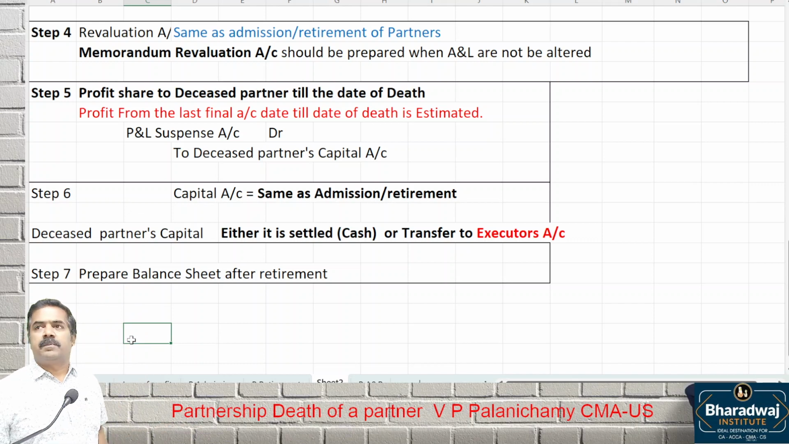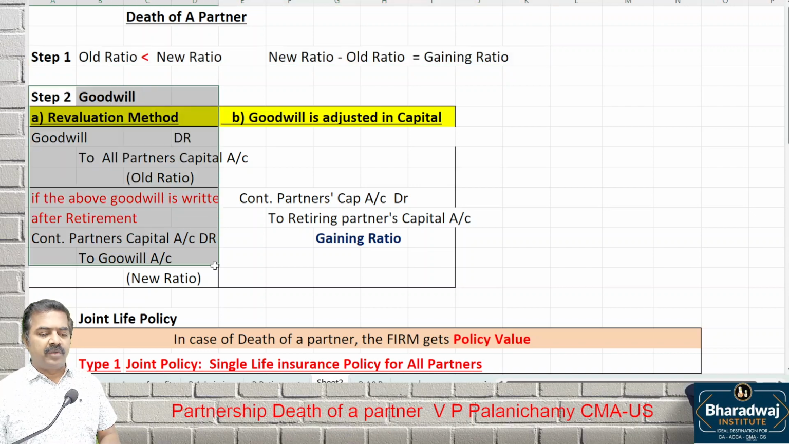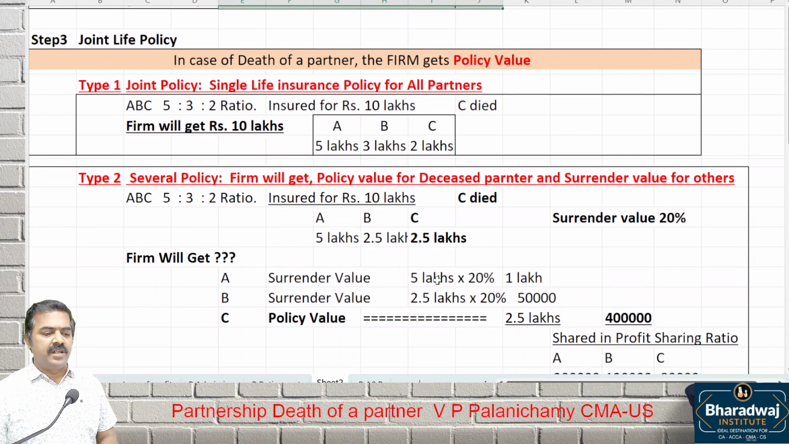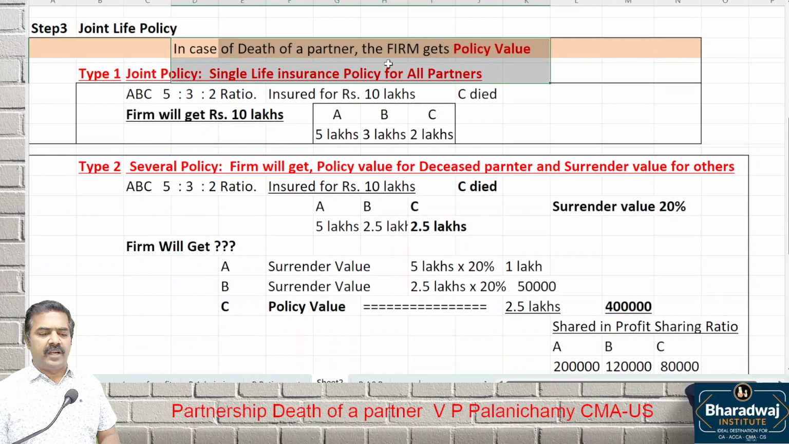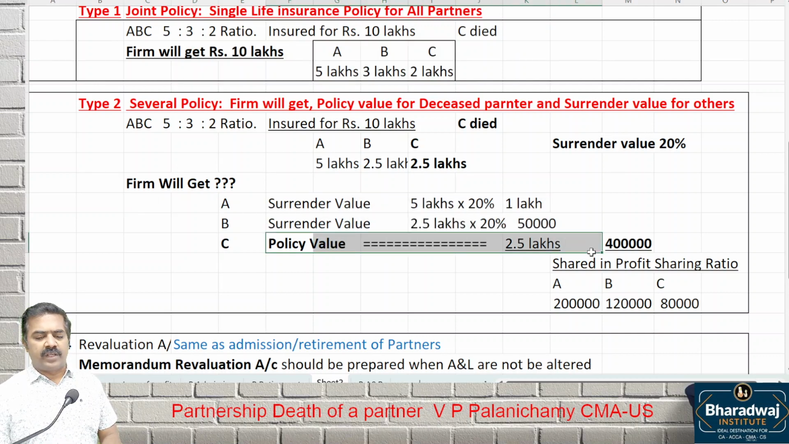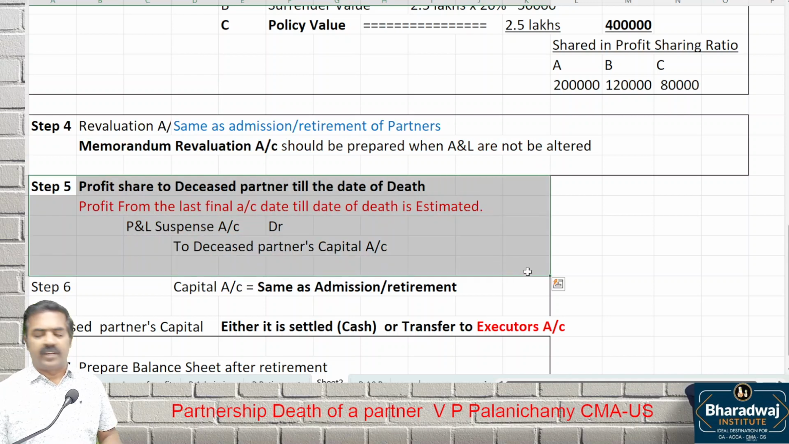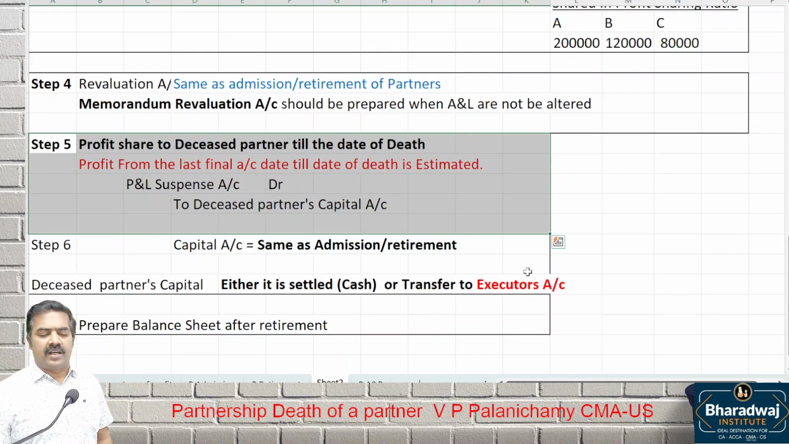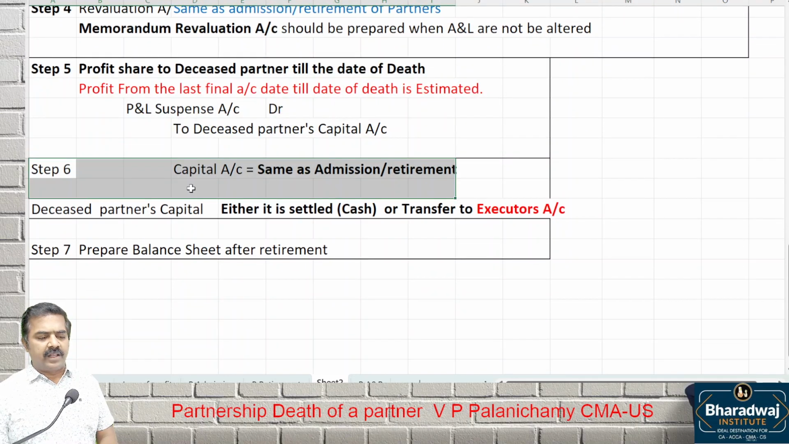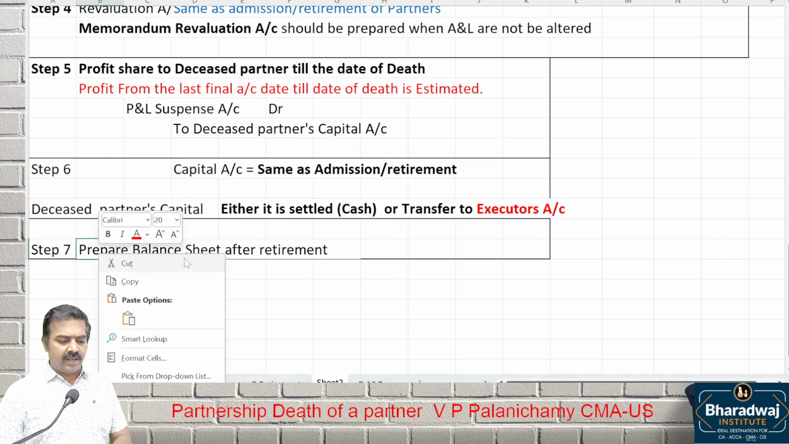Yes, 2 or 3 minutes, pay attention. In what way are retirement of a partner and death of a partner different? Step 1 is the same: old ratio, new ratio, gaining ratio. Treatment of goodwill, either raise and write off or adjust through capital account, is the same. Joint life policy, in case of death of a partner, you get which value? Policy value. If it is a joint policy, you get full policy value. If it is a separate policy, surrender value for the surviving members. For the partner who died, you will get the policy value. Revaluation account is also same as admission of a partner. This is a new one for us: till the date of death, you have to work out the profit and transfer it to the deceased partner's capital account. Then prepare the capital account. The deceased partner's capital will be transferred to executor's account. Then prepare the balance sheet after death of a partner.